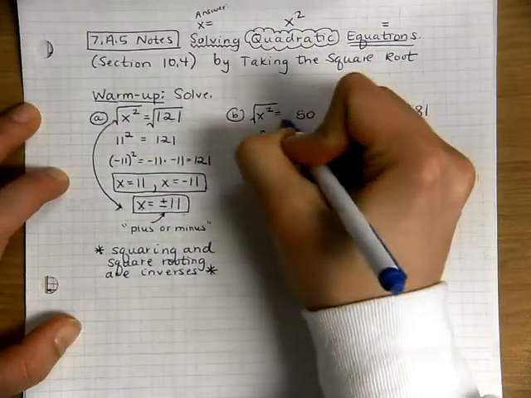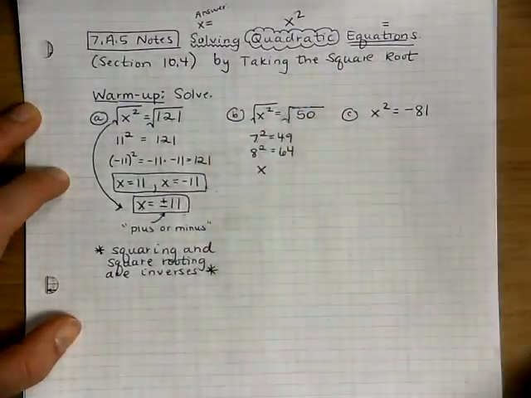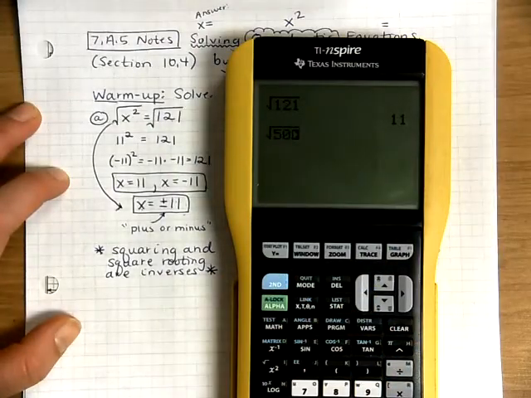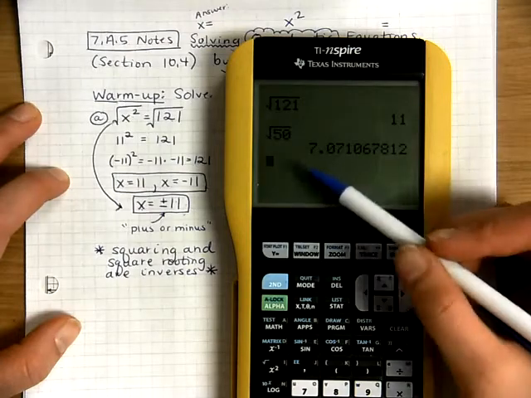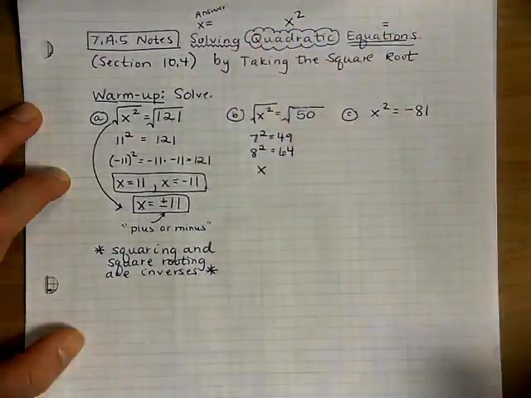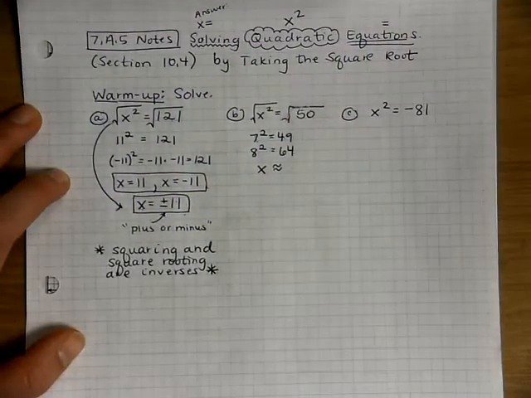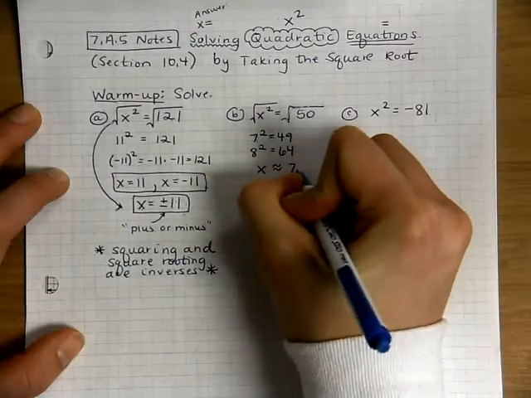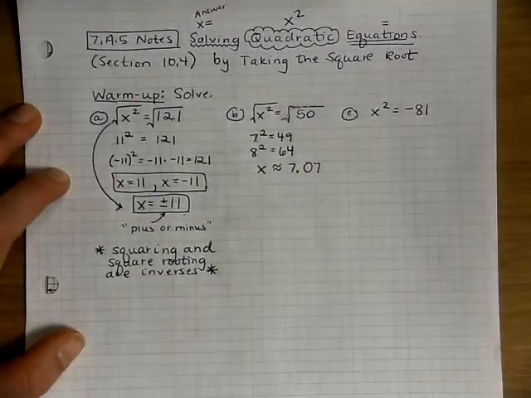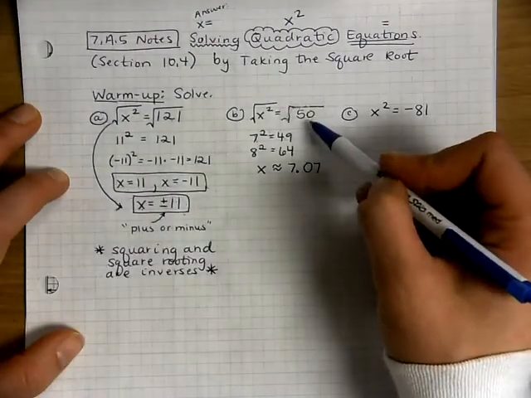If we square root both sides, we get x. If I take the square root of 50, I end up getting a decimal. We see it's between 7 and 8, but definitely closer to 7. It's 7.071, etc. So I'm going to use a little squiggly line. This means approximately. This is not exactly equal to this. This is approximately 7.07. We'll round to the nearest hundredth. But realize that 7.07 squared will give me about 50.